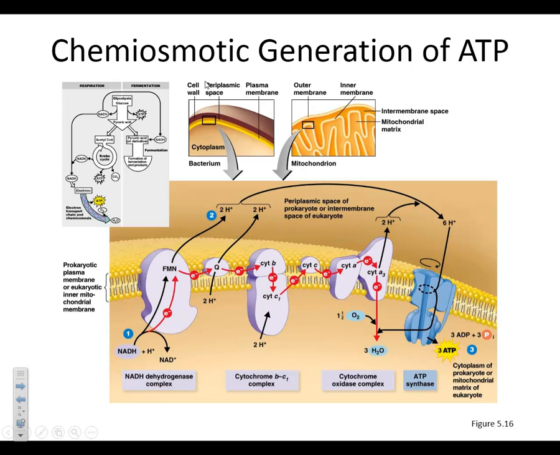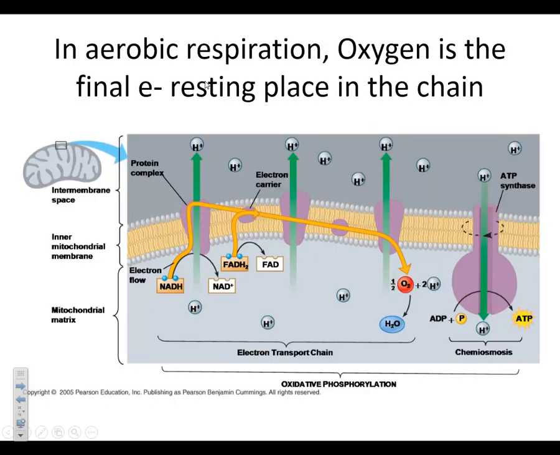Okay. Moving on. So, in aerobic respiration, oxygen is the final electron resting place in the chain, right? Here's the electrons. They get handed along. This one shows in a little better detail, yeah? This is from a more basic textbook, but it's still showing pretty good detail. NADH gives the electrons to the electron transport chain. They go through, and then they come out to oxygen, and then oxygen gets reduced, yeah? Does that make sense? So oxygen pulls the electrons through the chain, so to speak.